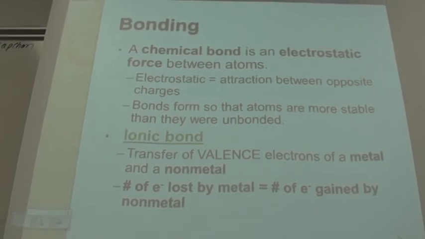All right, so we're going to talk about bonding today, and we're going to talk about ionic bonding only today. And so there are some big words that you need to know. First of all, a chemical bond is an electrostatic force. There are only a few types of forces in the whole universe. Here's one. An electrostatic force is based only on opposite charges.